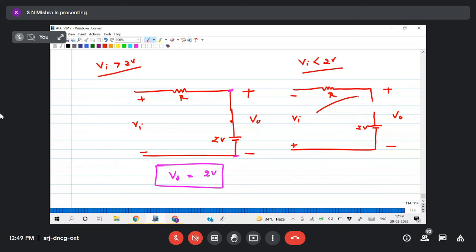Now I'll apply KVL. You apply KVL in this loop. So plus 2 minus Vi, across the resistor current is 0, so plus 0. Then minus V naught equals 0. So V naught equals minus Vi. Okay, so what do you get? Like the previous condition, we have got it here.